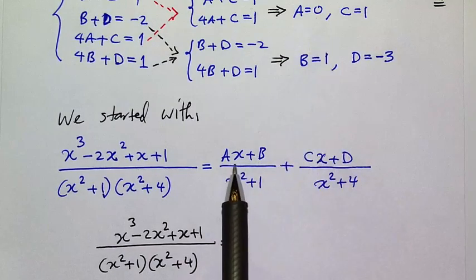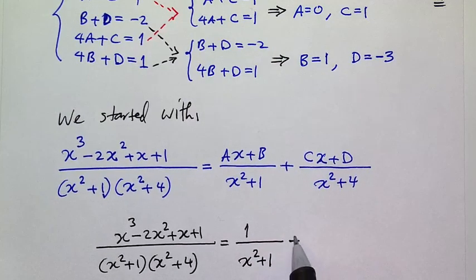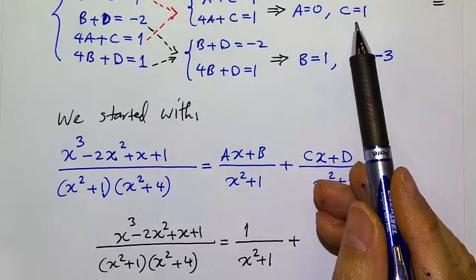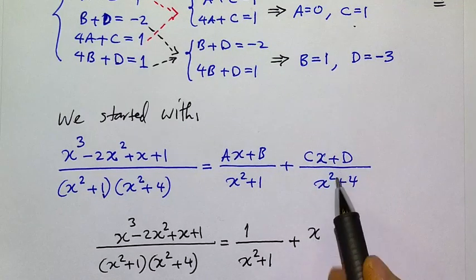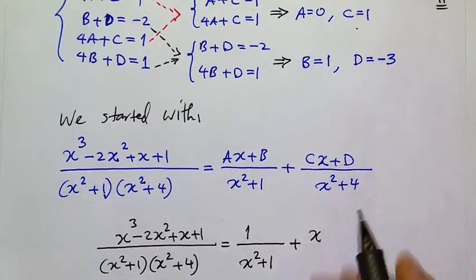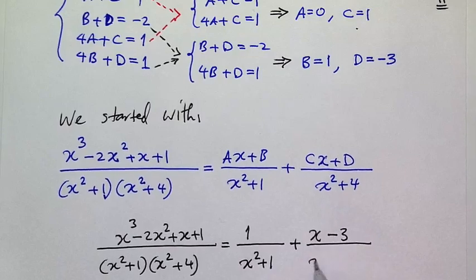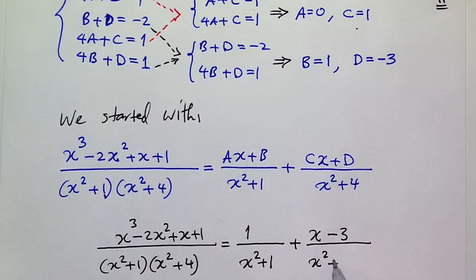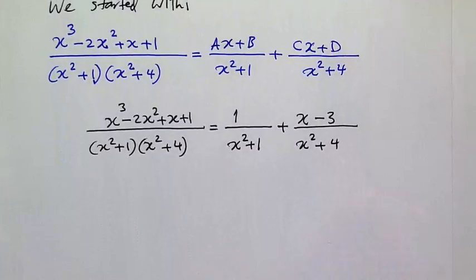so a is 0, so that means this term will cancel out. B is 1, so we end up with just 1 divided by x squared plus 1, and then plus c is 1, so it'll be x, and then d is minus 3, so minus 3 divided by x squared plus 4. So let me move this up.